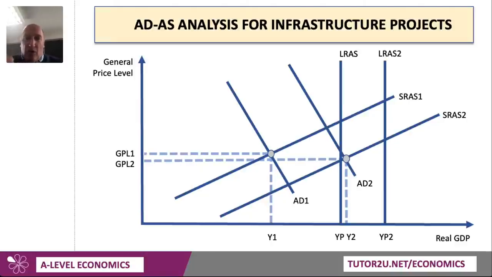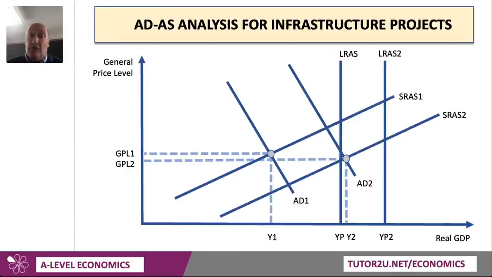It's triple powered. Why? One, because it shifts out aggregate demand. It's an increase in government spending, often funded by borrowing. So AD1 shifts out to AD2. Better infrastructure also brings down costs for firms. Think about the cost of delivery, drivers and vans and what have you, logistics companies. So if you get more efficient infrastructure, fewer delays, lower transport costs, effectively it shifts out short-run aggregate supply, which is essentially the economy's cost curve.